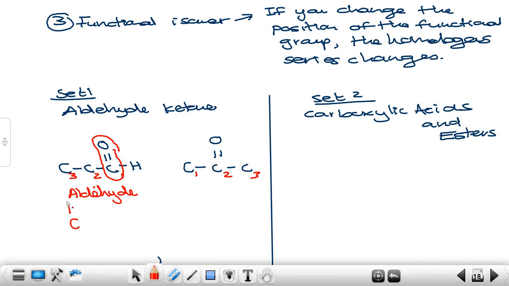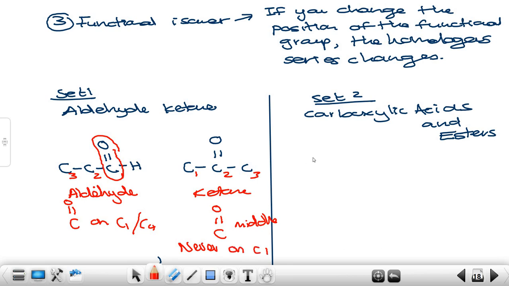So an aldehyde has the formyl group on carbon 1, right? So it must be on the first or last carbon. If it's on the last carbon, you start counting on the other side, so it's still carbon 1. Then the ketone has the carbonyl group right in the middle, always in the middle. And remember, if you have four carbons, it can be on carbon 2 or 3. So it is never on carbon 1.